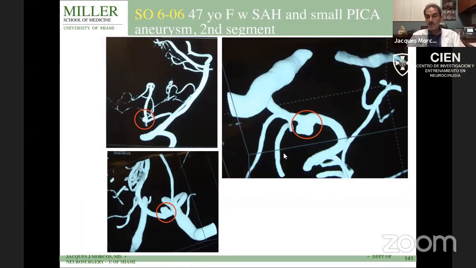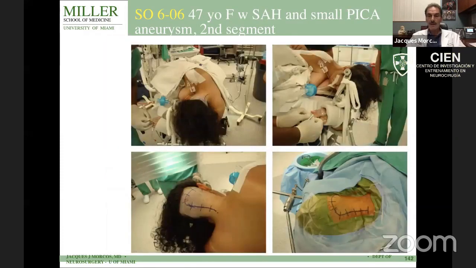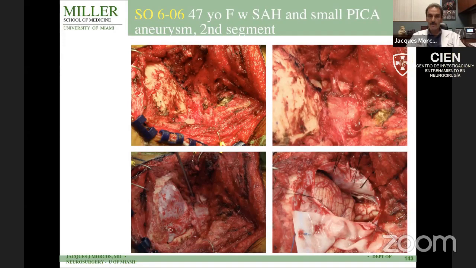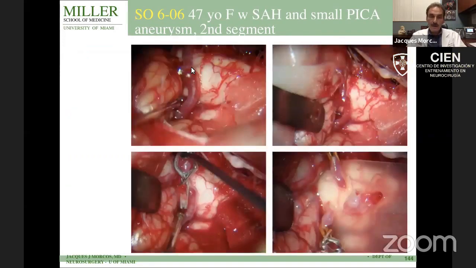Or in this case, you might look at this second segment PICA aneurysm and say, well, that's a very easy aneurysm to clip. I thought so too before going into the surgery. Here is the position, far lateral approach, but I want to show you this aneurysm.